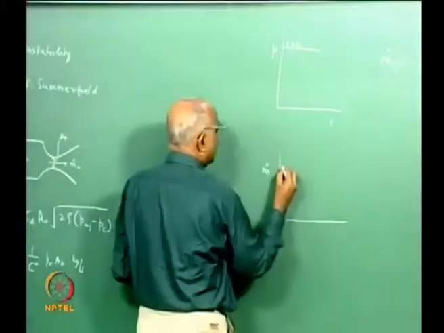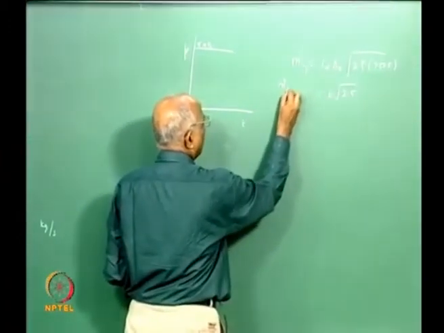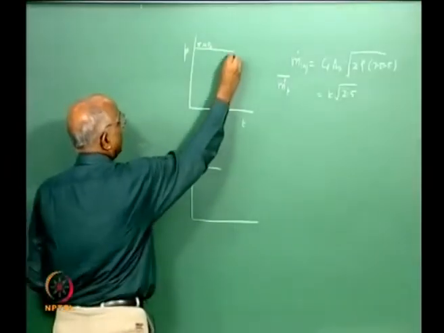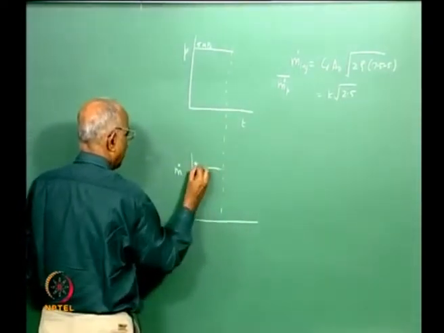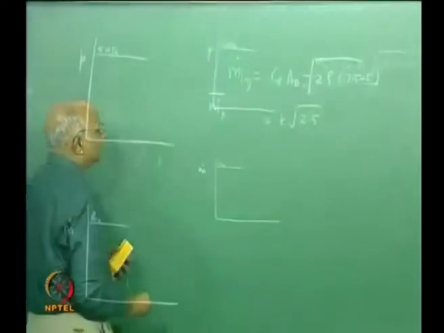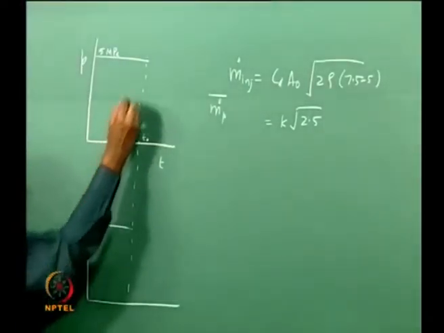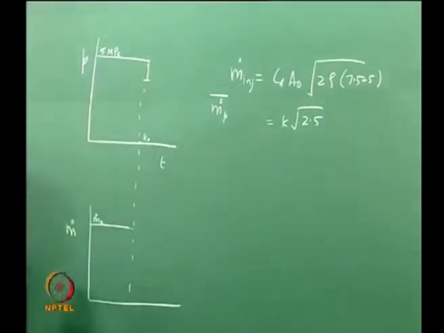What is the rate at which I am injecting liquid? I say this is my nominal value, which I call m dot of propellant, m dot p, and I keep on injecting at this value. Let us say at this particular instant of time t0, the chamber pressure drops by 0.5.